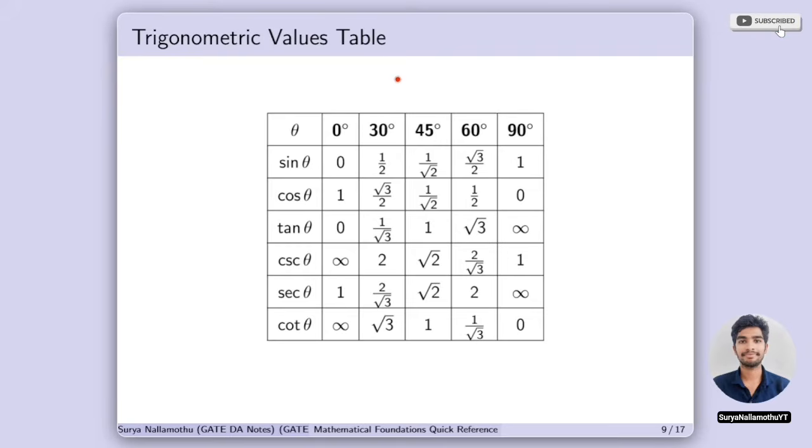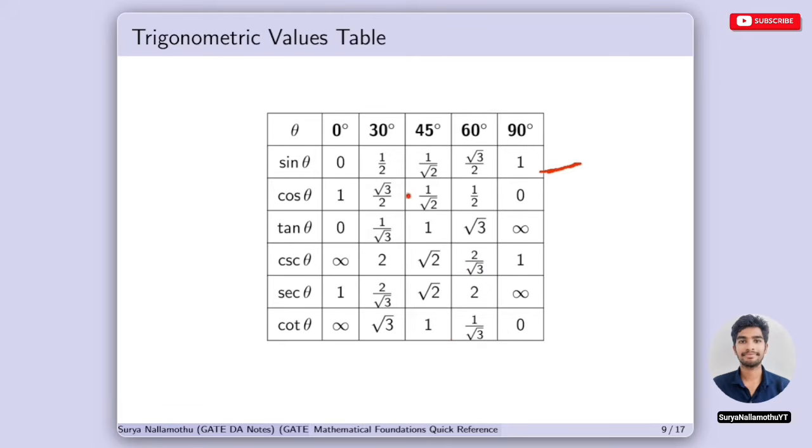Here observe the trigonometric values table. We need to remember this sin theta row only. Then you definitely get the complete table. Why? I will show a trick. Sin 0 value becomes 0. Sin 30 value becomes 1 by 2. Sin 45 value becomes 1 by root 2. Sin 60 value is root 3 by 2. Sin 90 value is 1. So you need to remember this row correctly, then you definitely get the complete table.